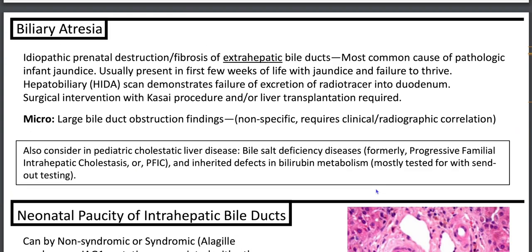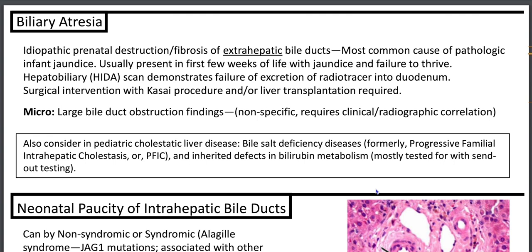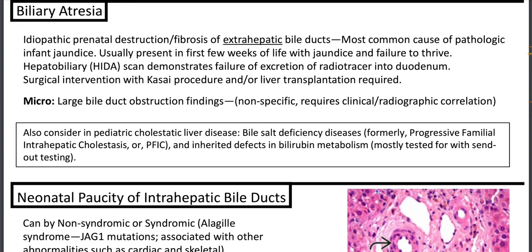Biliary atresia. This is idiopathic prenatal destruction or fibrosis of your extrahepatic bile ducts, and it's the most common cause of pathologic infant jaundice, and usually presents in the first few weeks of life with jaundice and failure to thrive. And your HIDA scan demonstrates failure of excretion of the radiotracer into the duodenum, where your bile normally excretes. And the treatment is the Kasai procedure and/or liver transplantation. And you'll see histologically large bile duct obstruction findings. Because this is nonspecific, it requires clinical radiographic correlation.